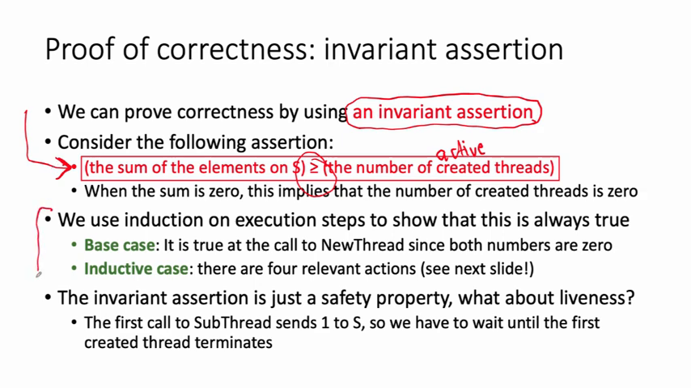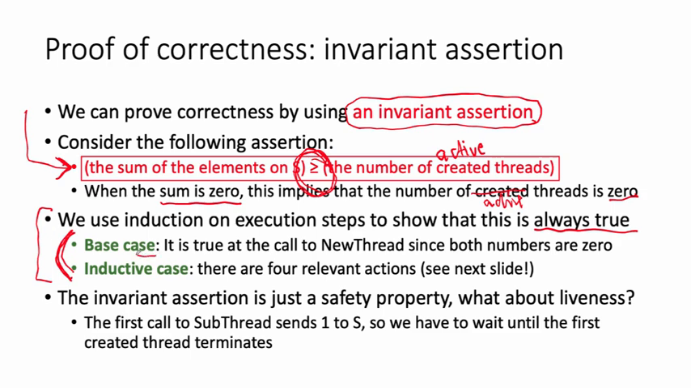We will use induction to show that it's always true. And if this is right, then if the sum is 0, then the number of active threads is less than or equal to the sum. So the number of active threads will be 0. And that means we're done. So we will use induction.